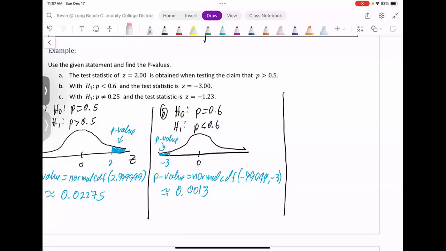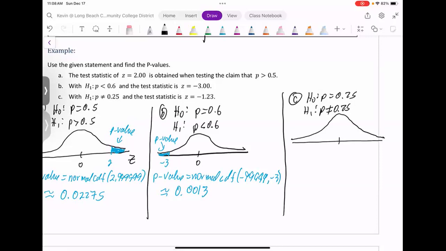So now we're to part C. And we have that our null hypothesis, the proportion is 0.25. Our alternative is p is not equal to 0.25. Now, this is going to be a little different because our p-value is broken up into 2 slices. Notice it's a not equal to, which means it's a 2-tail.